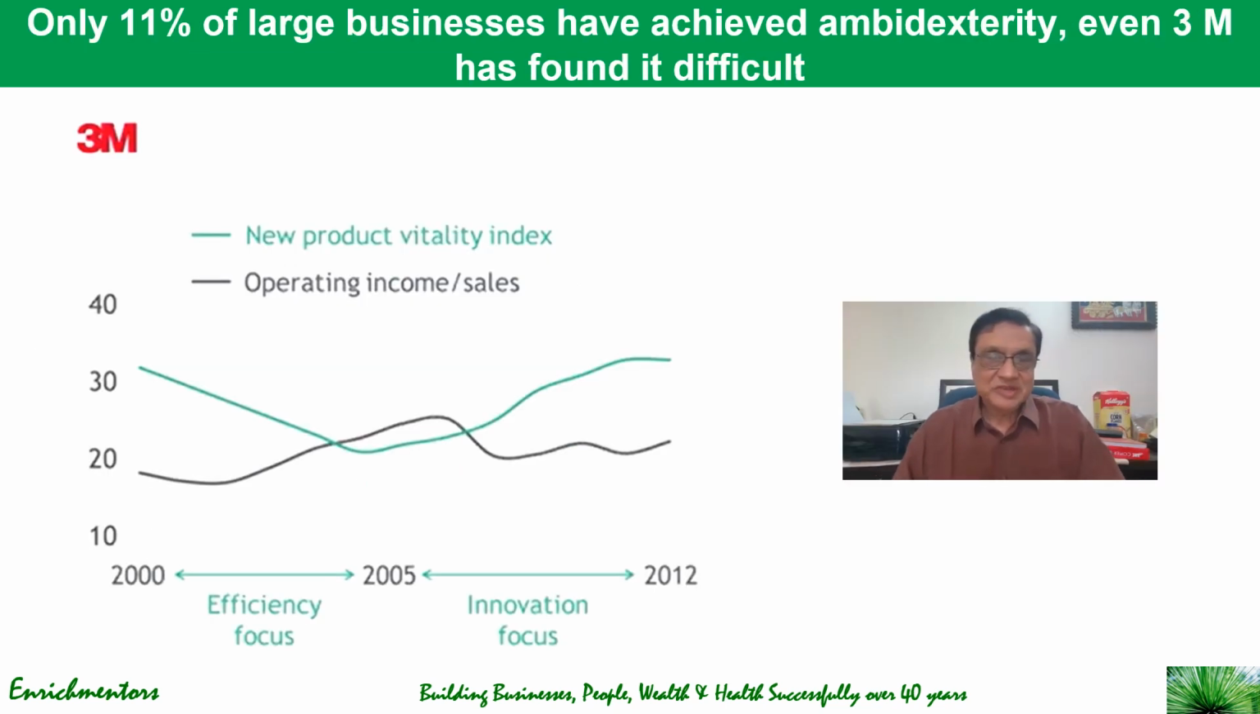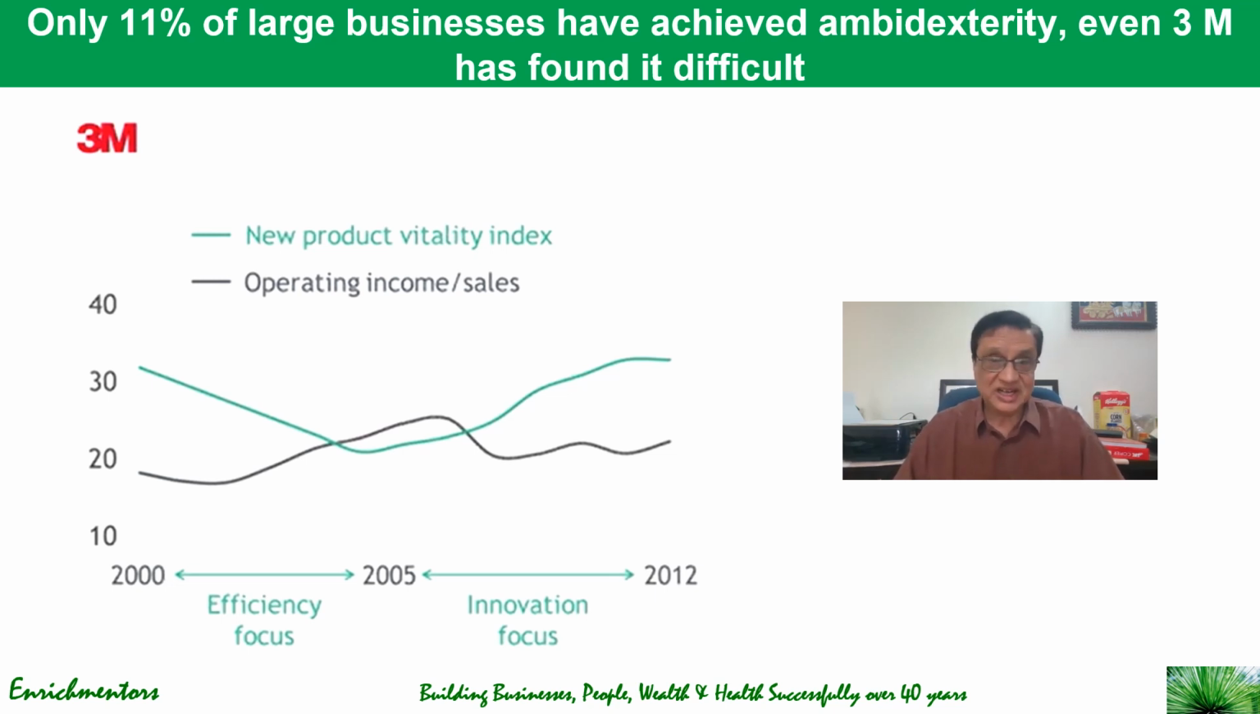3M has been a great example of trying to do this successfully at times, not so successfully at other times. From 2000 to 2004, the then CEO of the company focused on efficiency, and as you can see, their operating income and sales went up, but the new product vitality index, which captured the kind of new innovations that they bring in, dropped over a period of time.